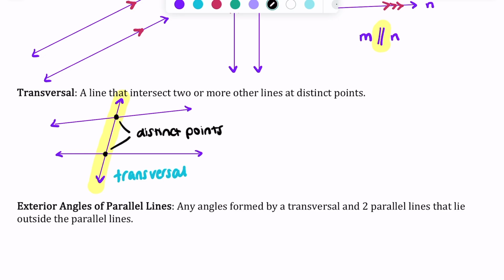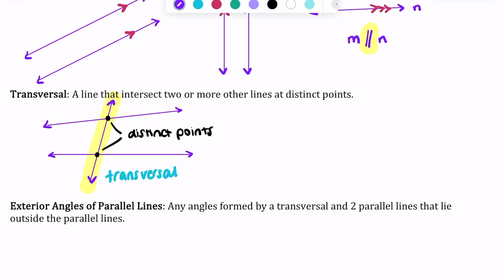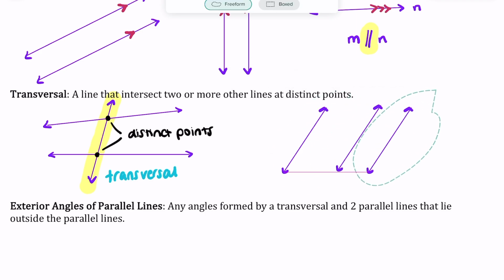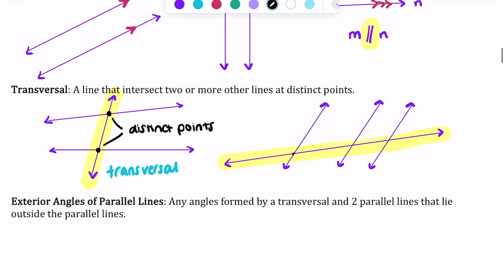Okay, now that transversal can intersect any number of lines. So in this particular diagram, I have a transversal intersecting two lines. But I'm more than okay with, let me draw 3 lines. They all happen to be parallel in this case. It doesn't actually matter what those other lines are. But if I want to draw a transversal, I just need to make sure I'm intersecting them. So this yellow highlighted line is my transversal. And these are all distinct points.